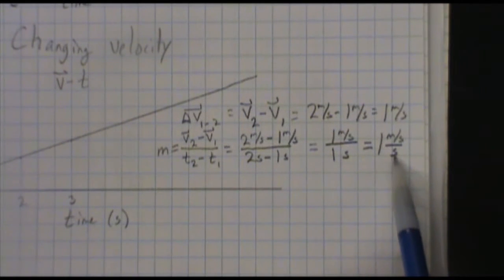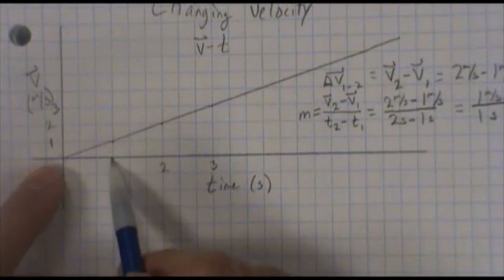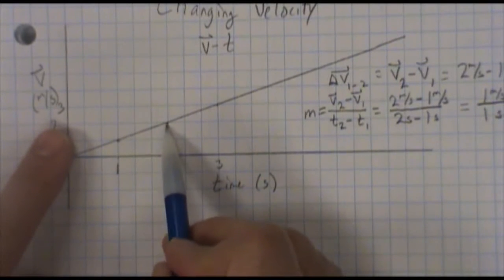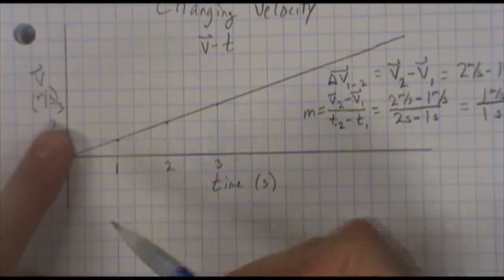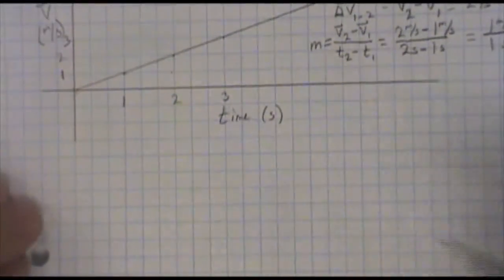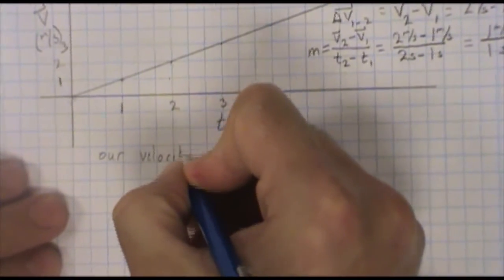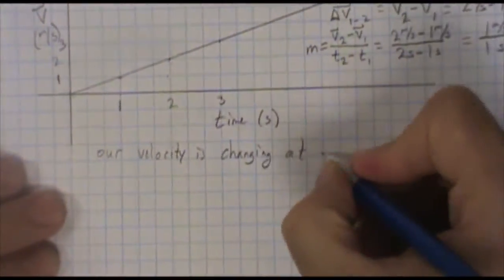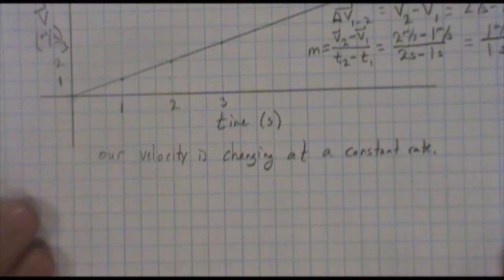As time progresses, for every 1 second that passes, we gain 1 meter per second. Let's go back and look at the graph. This is a slope. If we go over 1 second, we gain 1 meter per second. Over 1 second, gain 1 meter per second. This is a case where our velocity is changing at a constant rate.